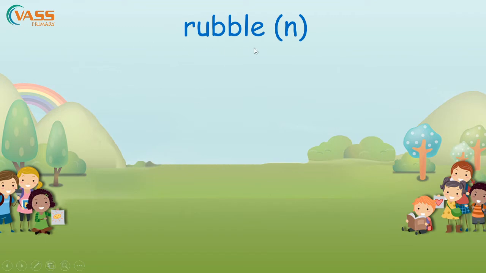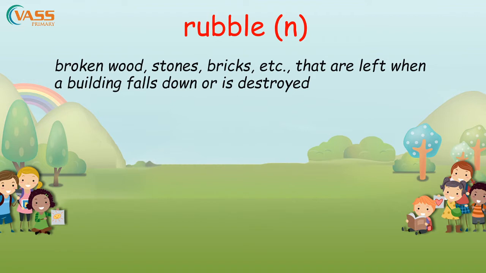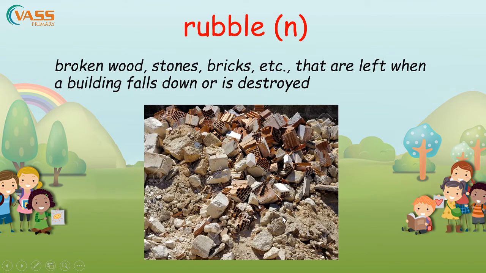Rubble. Rubble is broken wood, stones, bricks, and other things that are left when a building falls down or is destroyed. Let's look here. Look at all the rubble in the picture. We can see big pieces of brick and small stones and dust. All of this debris is called rubble.